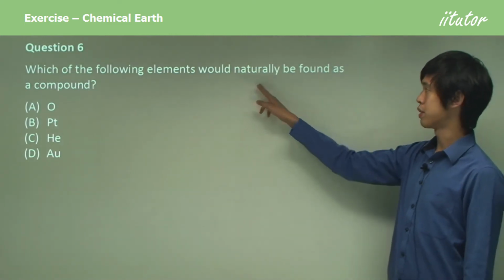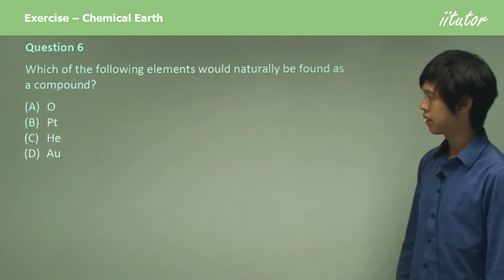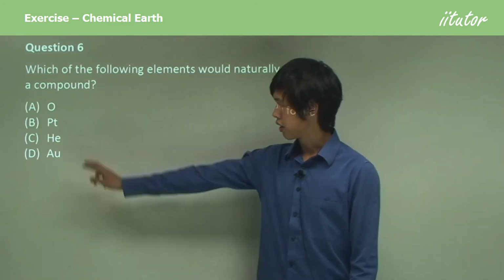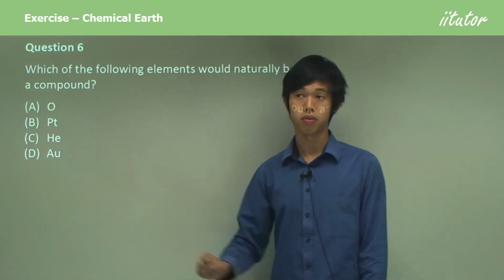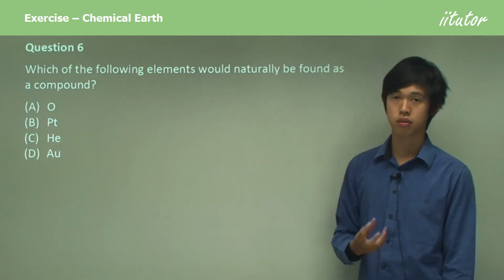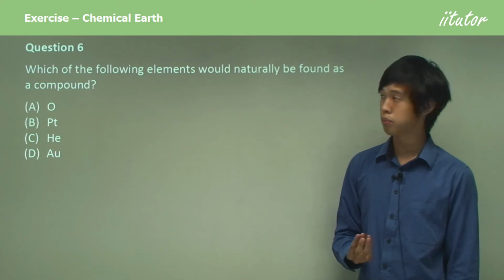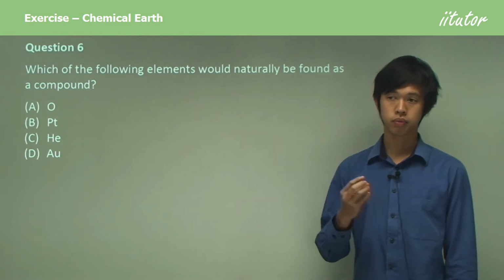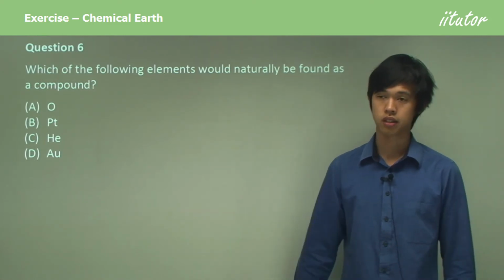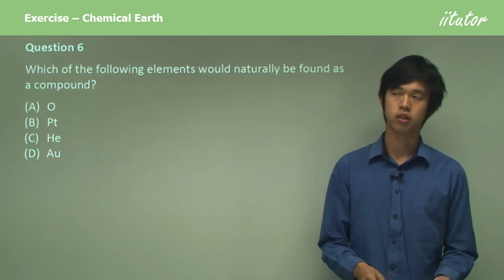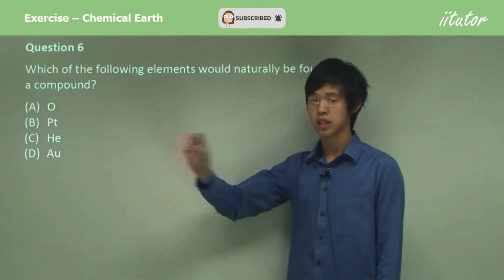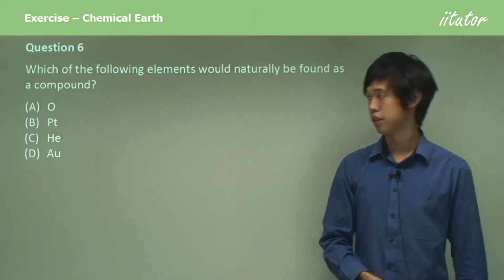Which of the following elements would naturally be found as a compound? Okay, naturally found as a compound. So you've got platinum. Platinum is one of the rare earth type metals. It is also one of the metals that we can find in natural form. So you can find platinum completely unbound, and that's why we value platinum very highly. So we're not likely to find that as a compound.